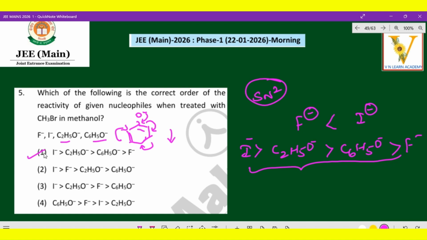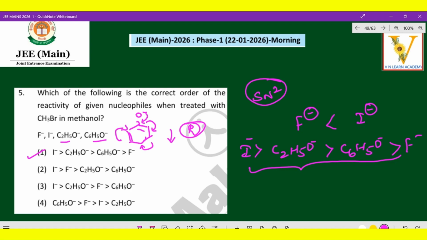I hope you got the clarity why option one is correct. F minus and I minus are ordered completely based on the size of the anion. Then C2H5O minus is a stronger base comparatively to C6H5O minus, because in C6H5O minus delocalization of the electron takes place. Mainly we can say resonance takes place. I hope you got the clarity.